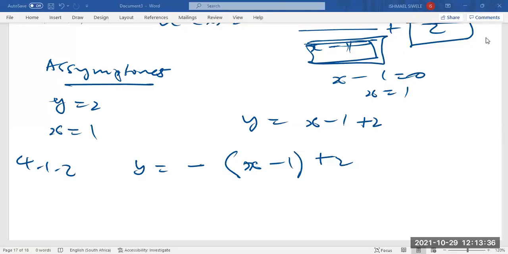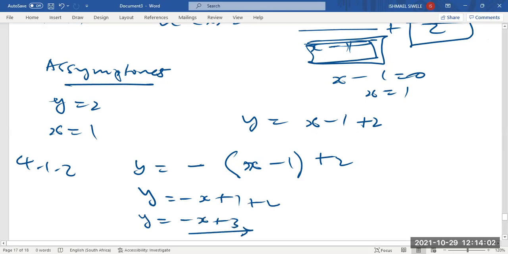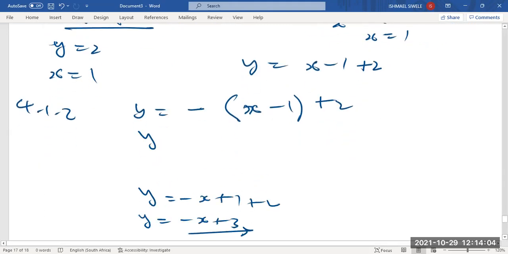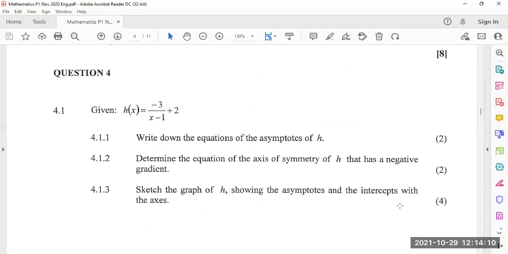Okay, so as we have seen, we now have y equal to negative, and we're just going to expand the negative. So y will be equal to negative x, a negative by negative 1 is plus 1, plus 2, and this makes it negative x plus 3. So this is the gradient. Okay, all right.